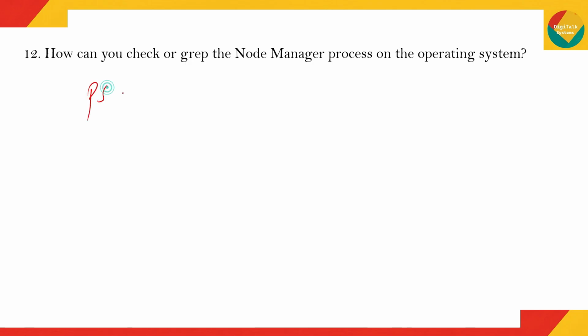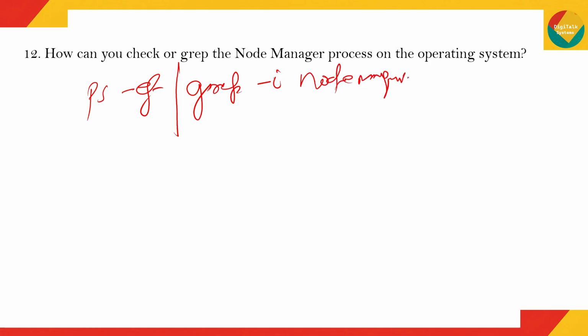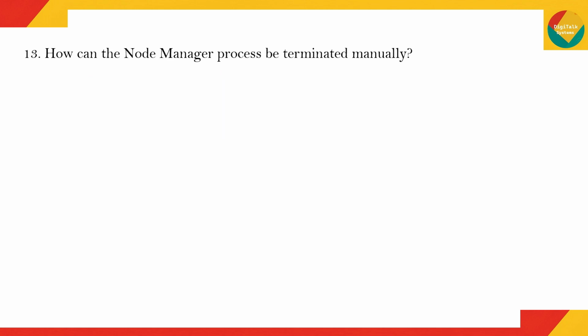Same thing as I said, ps -ef is a standard command to grab the process. Then grep -i and then node manager. By this way you can check the process at the OS level. How can the node manager process be terminated manually?